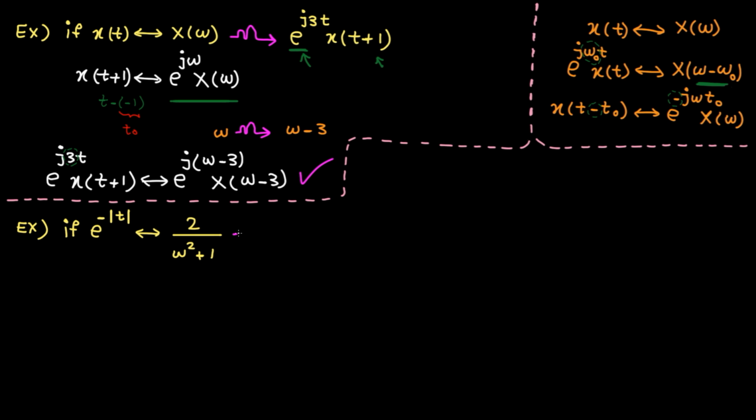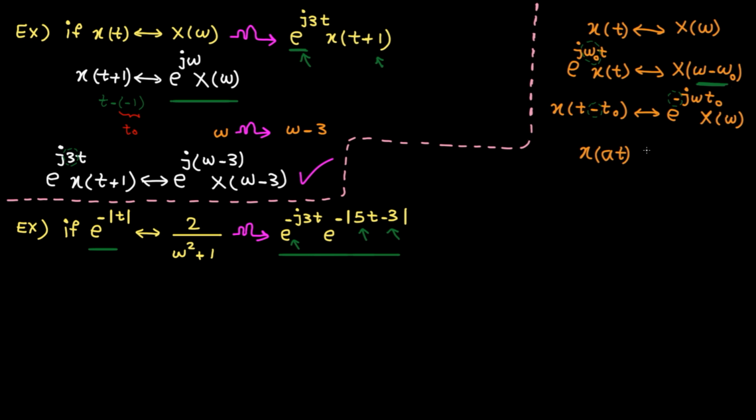If this Fourier transform pair is given, what is the Fourier transform of this signal? To go from this signal to this signal, first we need to shift t by 3 units. Then we need to scale t by 5 units. And finally, we need to multiply it by this term. Before I start, let me add the time scaling property here.